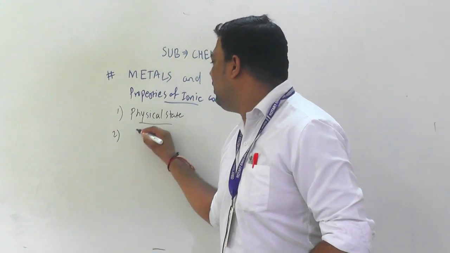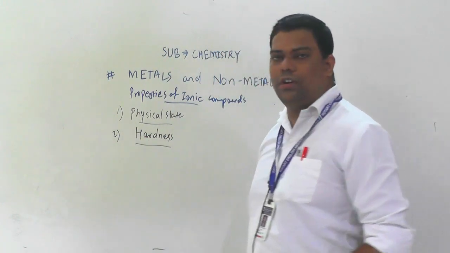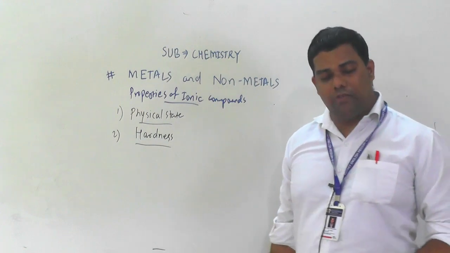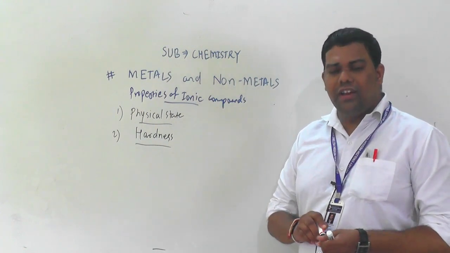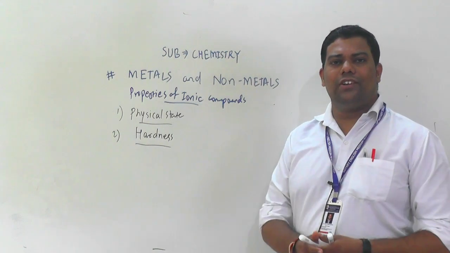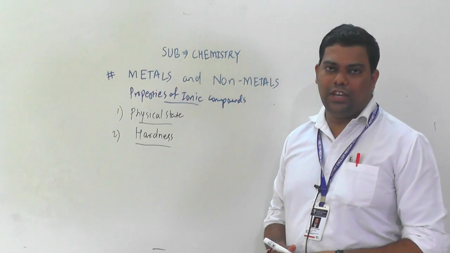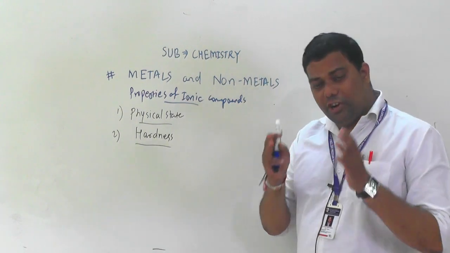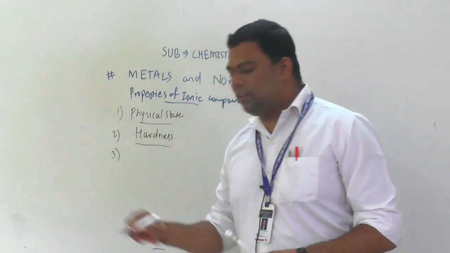Next we will see hardness. Generally, ionic compounds are hard in nature. Why? Because they contain a strong electrostatic force of attraction between the ions. That's why ionic compounds are hard.